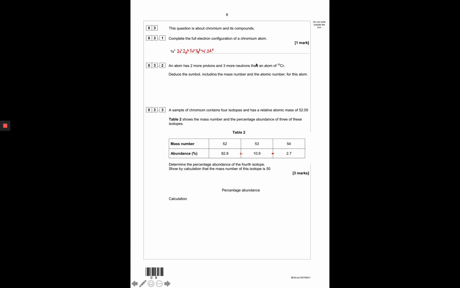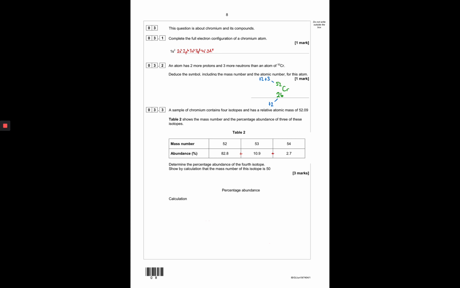And then this one, a few people fell foul here, started putting things like relative atomic masses and actually also got the wrong element. It says an atom, right? So you've really got to pay attention to the fact it says an atom. So we're talking about a single particle, and we're told it has 2 more protons and 3 more neutrons than chromium-52. They didn't tell us what the atomic number is, but if it's chromium, it has to be 26. And they told us it had 2 more protons. So that means our atomic number is going to change from 26 to 28.